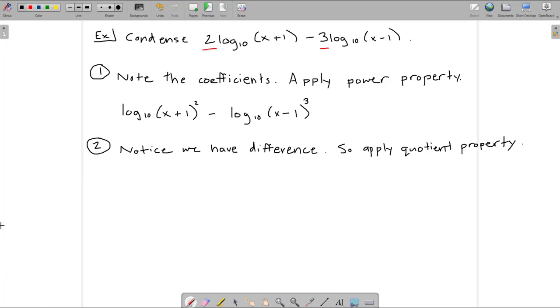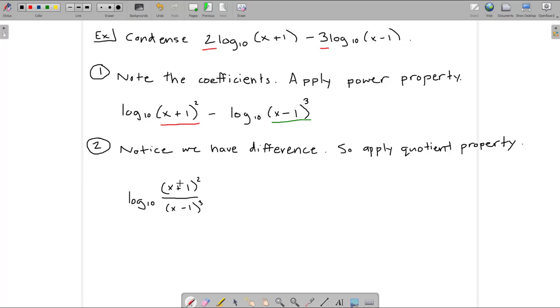So if we have a difference, that means that we have log base 10 of this argument over this argument, because it's u minus v, so it was therefore u over v. So let's go ahead and just apply that. Log base 10 of x plus 1 squared over x minus 1 cubed. And so that's actually condensed as far as we can take it.